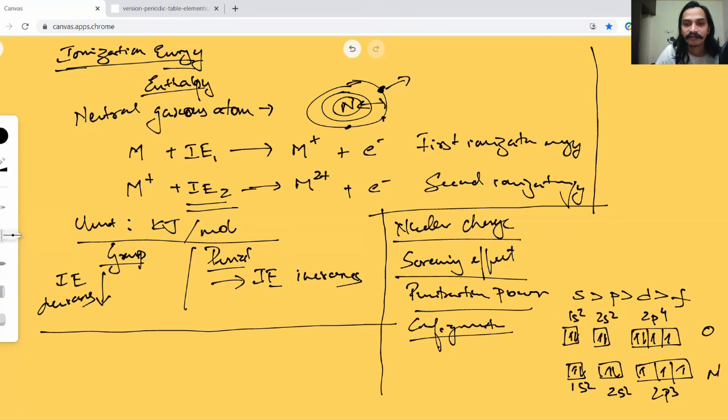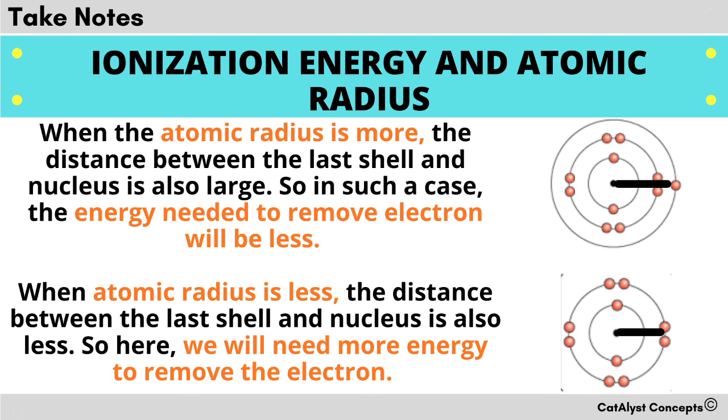And finally, coming to atomic radius. This is something that we already discussed when we started the topic. It's quite simple. The smaller the radius, the more the strength and the more the attractive power, and the more energy we need to put in to remove it. So a smaller radius means high ionization energy; a big radius means less ionization energy.